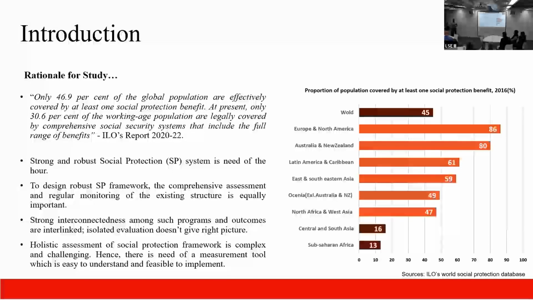be assessed comprehensively. Because if one department is running one program and another department is running another program, I'm talking about the government's departments, and there is no synergy amongst the departments, then the entire purpose or the target gets defeated. So that's why when we talk about social protection, the comprehensive assessment is very important, and more importantly, their outcomes are also interlinked.